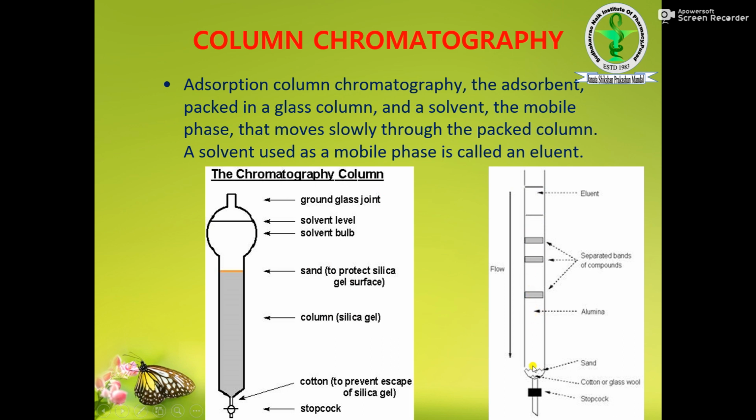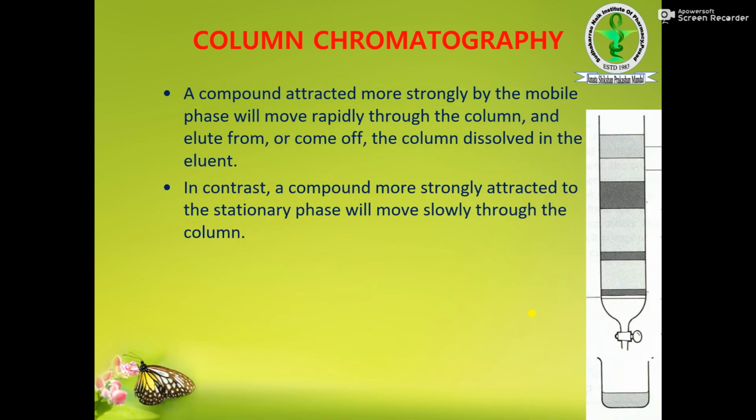There is alumina, then sand, cotton wool or glass wool, or a stopcock. Here also the same thing is there. Okay, so we have to discuss that point, chromatography. The details in the diagrams have to be studied. The component attracted is the simplest one. I am repeating that one.